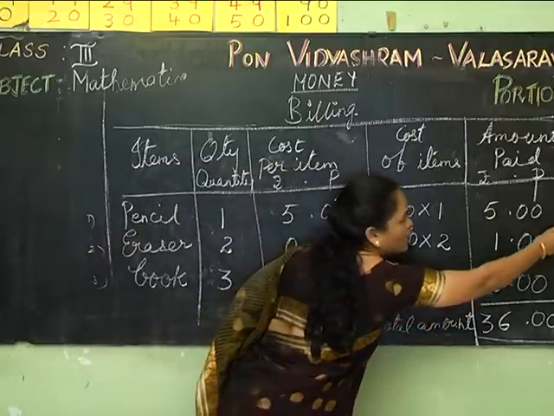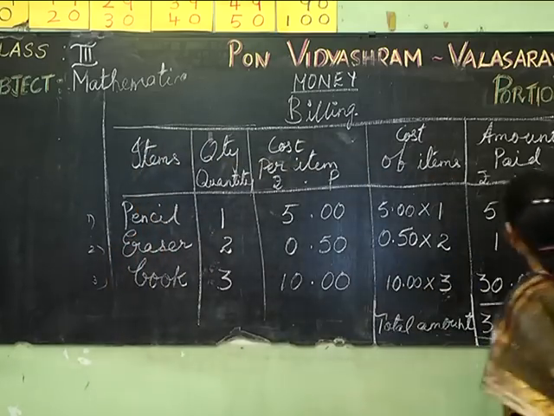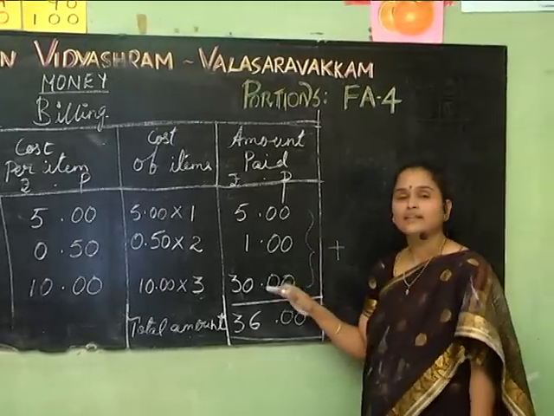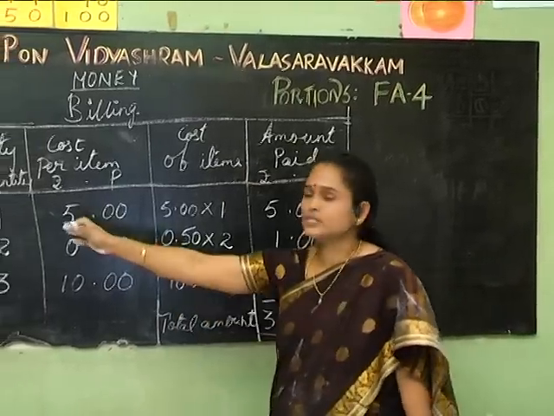You have to add all this. So you have to add 5 rupees, 1 rupee and 30 rupees. So you have to pay the shopkeeper 36 rupees to get these items.